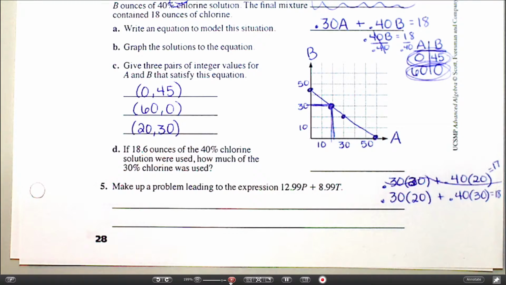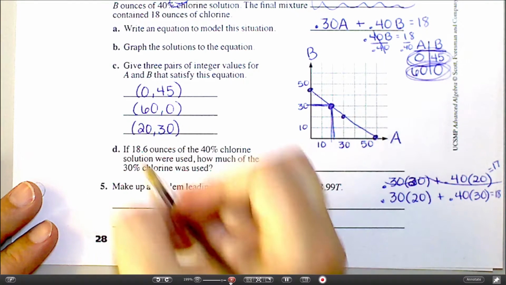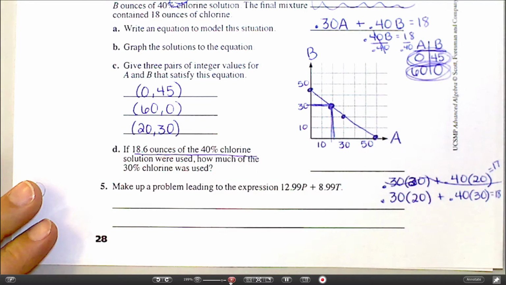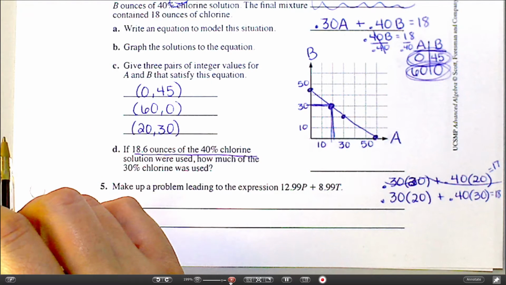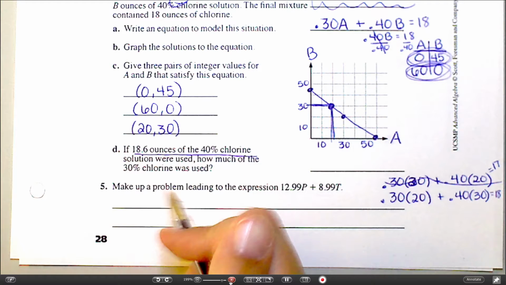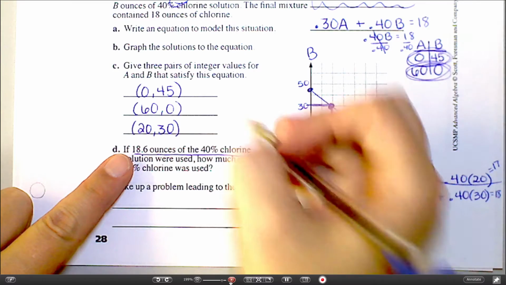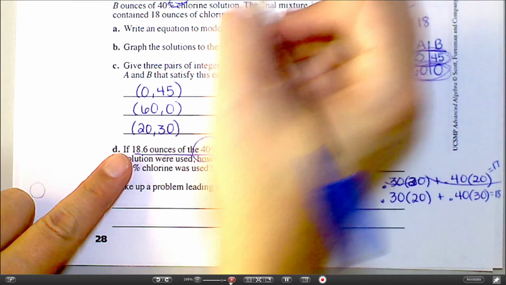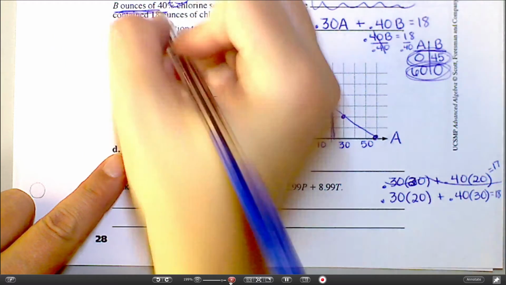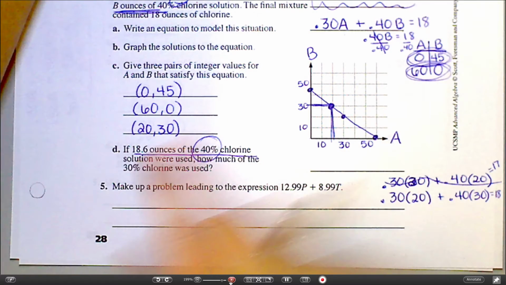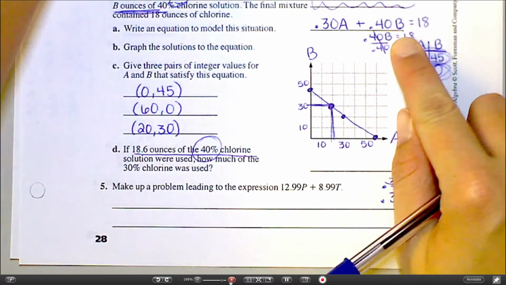Okay. Part D says if 18.6 ounces of the 40% solution. So is that 18.6 A or B? B, because it's which solution? It's the 40% solution, which was our B up above. That's what I was going for there. Okay, so the 18.6 ounces of the 40% solution, the 40% solution was B up here. Okay, so I'm going to take that 18.6 and plug it in for B.